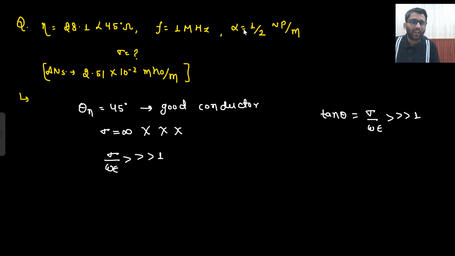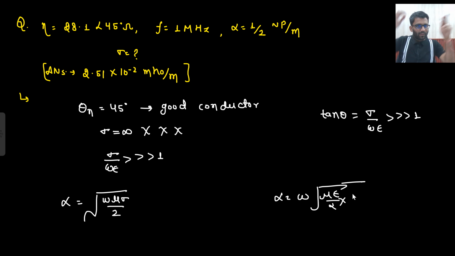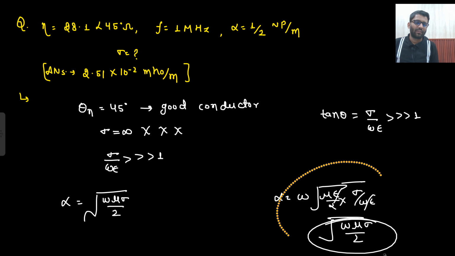For that, alpha value is given, the attenuation constant is given. So for a good conductor, what is the value of alpha? That is, omega mu sigma by 2, under root. If you don't remember it, then you can derive it in the examination as well. How will you derive it? Alpha is equal to omega under root mu epsilon by 2, and then under root 1 plus sigma upon omega epsilon whole square minus 1, that term will come. But I know that sigma upon omega epsilon is much larger than 1, then only this term will be left. So this and this get cancelled, under root 2 will be there, so the answer will be omega mu sigma by 2 under root. This is the answer for alpha.